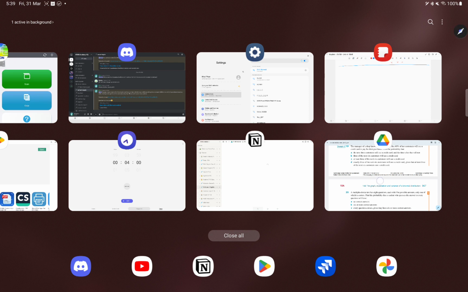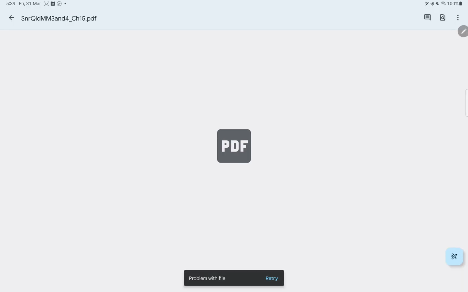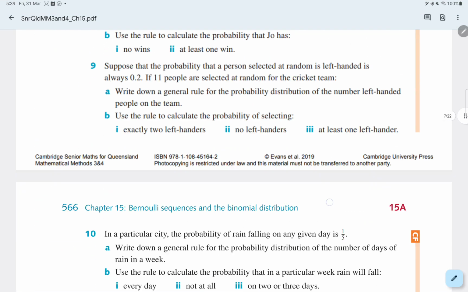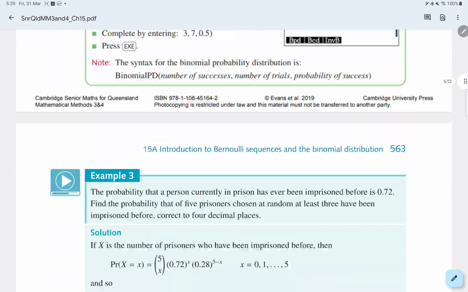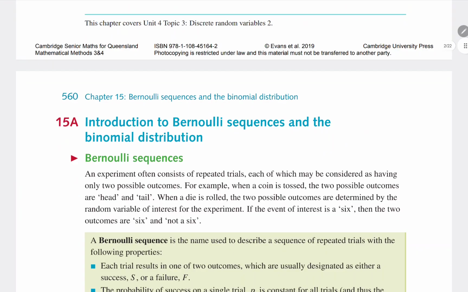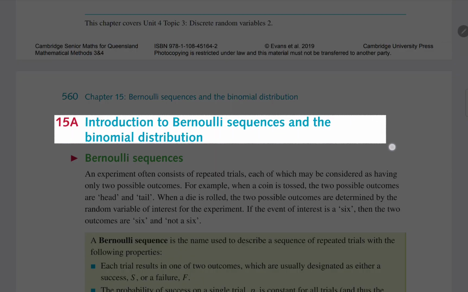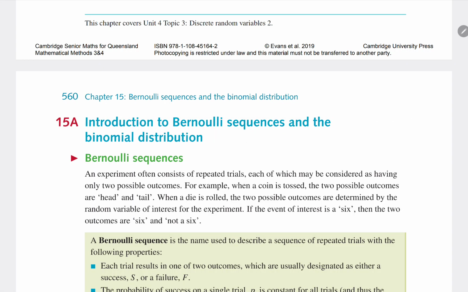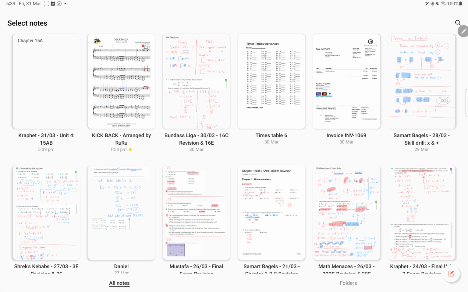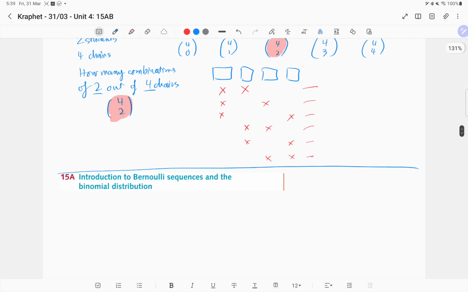15a, let me open up the textbook here. 15a is a very, very long chapter: Introduction to Bernoulli sequences and the binomial distribution. This is only the start of a series of chapters that ultimately lead to what I told you guys earlier, a really interesting topic in Unit 4.